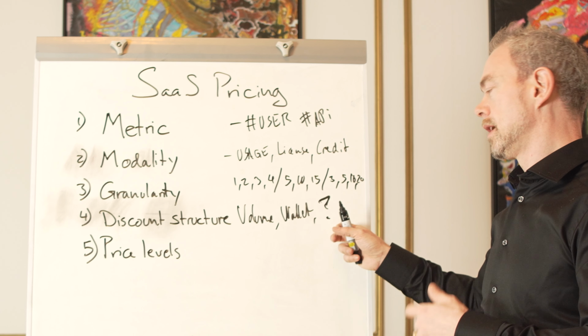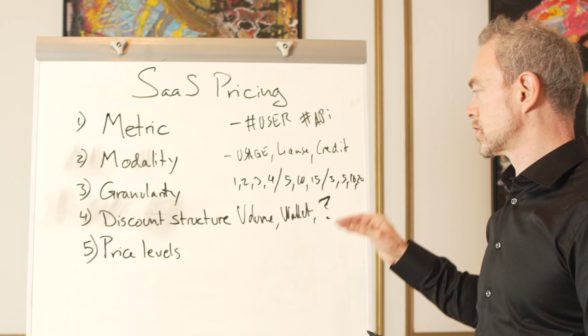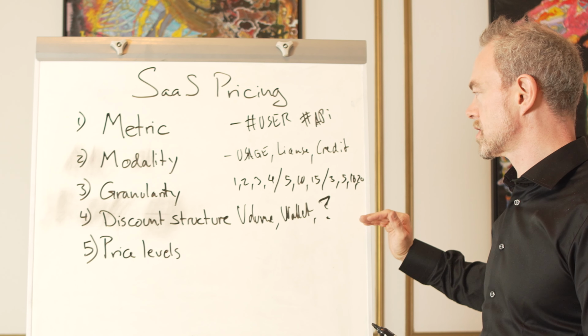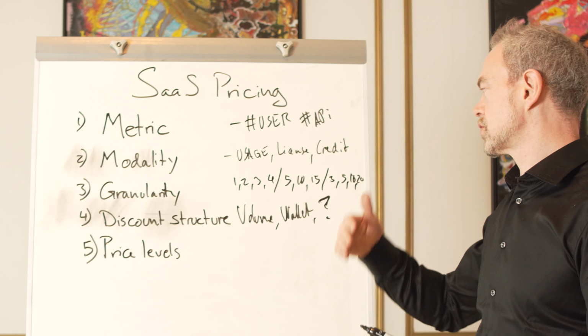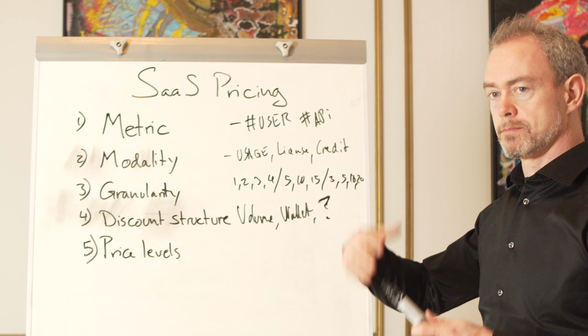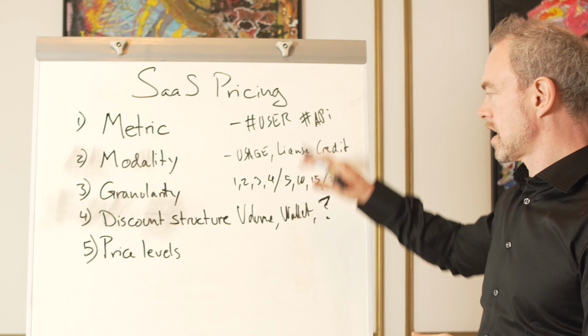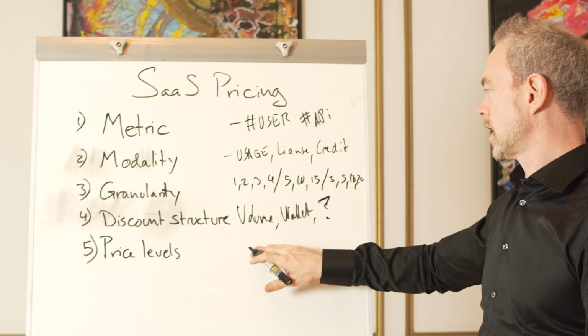So share of wallet, bundling of purchases and so forth. So you need to decide on that structure, saying, hey, what we really think closes the sale and drives expansion in our model is going to be whatever this. And then once you have that, then you can decide on the final price levels, right?